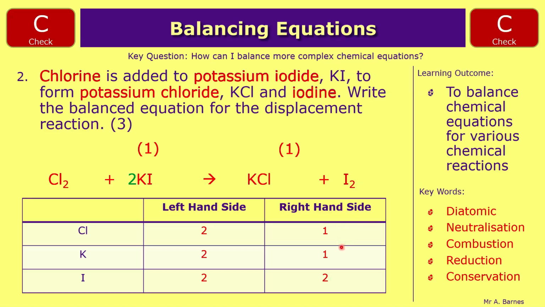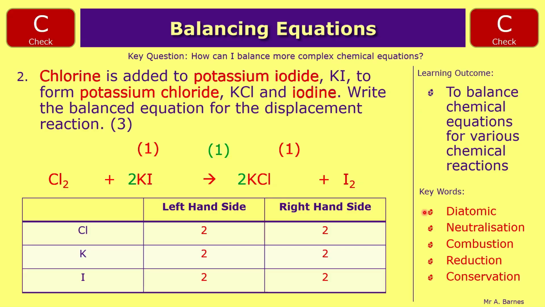However, my chlorines and potassiums aren't. So I can go over to here and double that. That doubles my chlorine and my potassium, so everything is balanced, which gives me my third mark. And that is everything you need to know on this part. So if you did the challenge questions, we'll move on to that now.